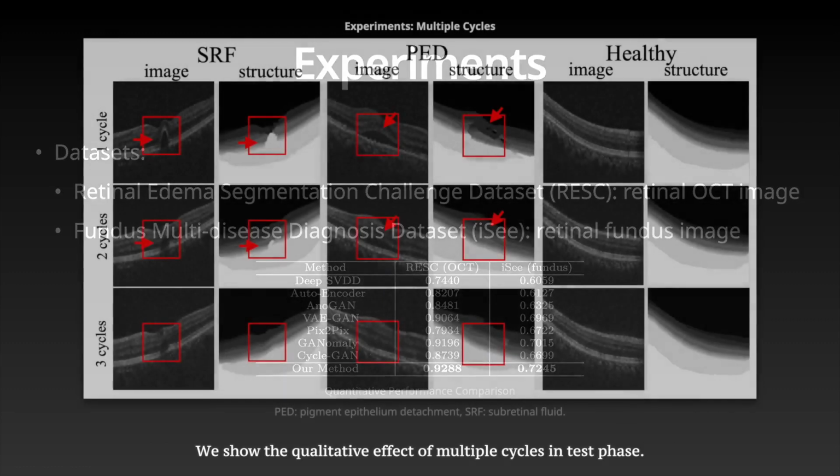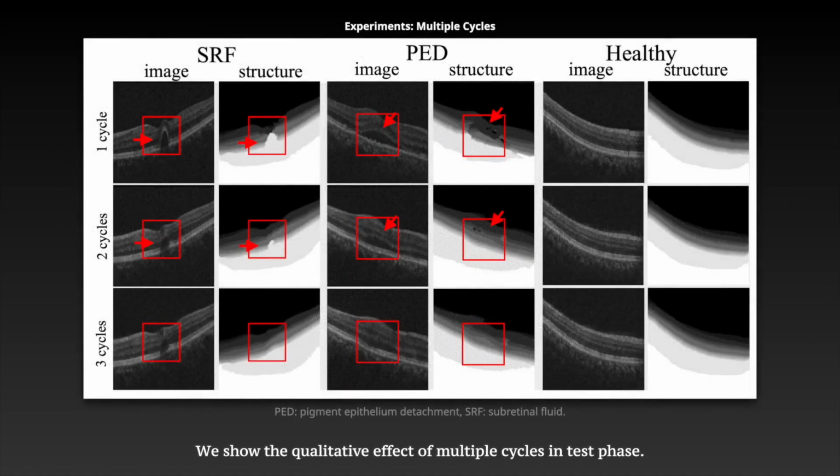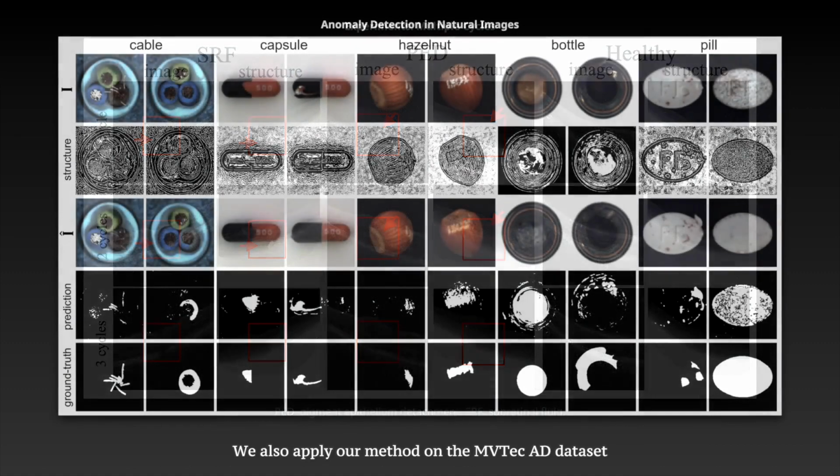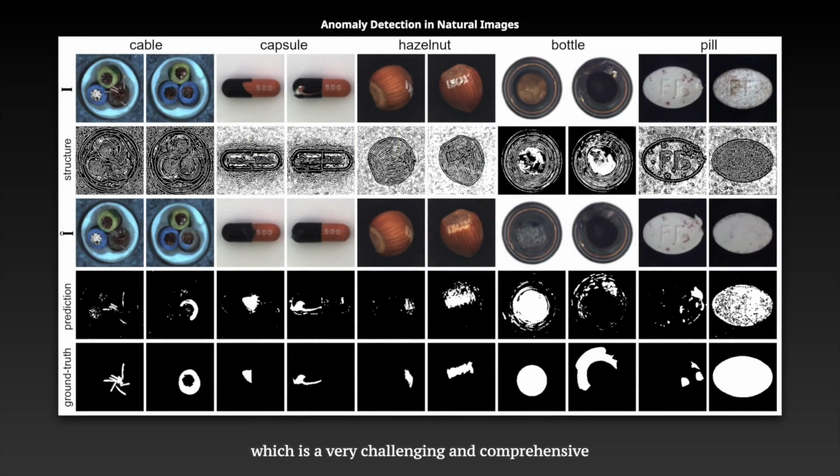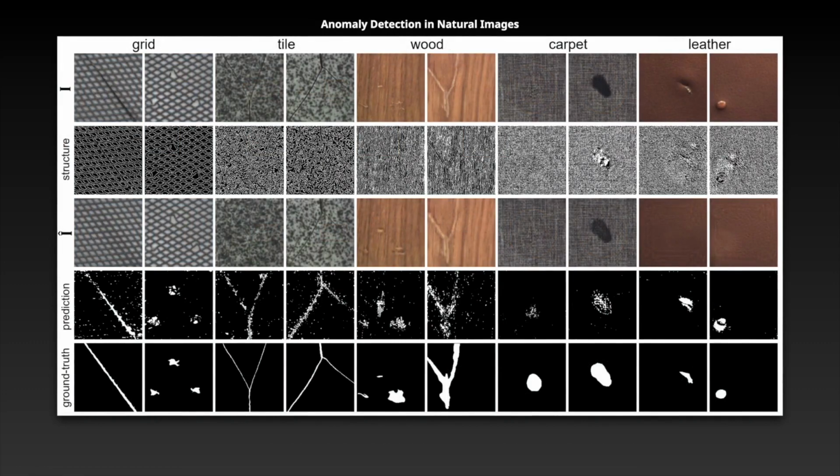We show the qualitative effect of multiple cycles in the test phase. The abnormal lesion becomes more and more similar to normal patterns, which is a little like anomalies repairing. Such a phenomenon is more obvious in the structure map. For the healthy image, both the image and structure map remain the same even after multiple cycles. We also apply our method to the MVTec AD dataset, which is a very challenging and comprehensive anomaly detection dataset for general object and texture images.